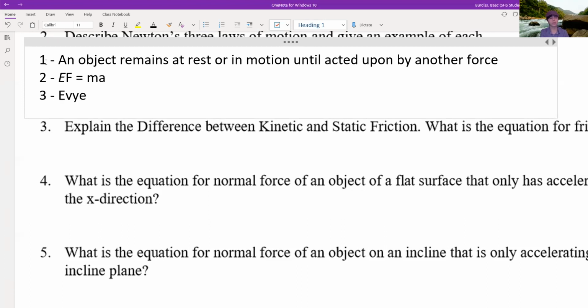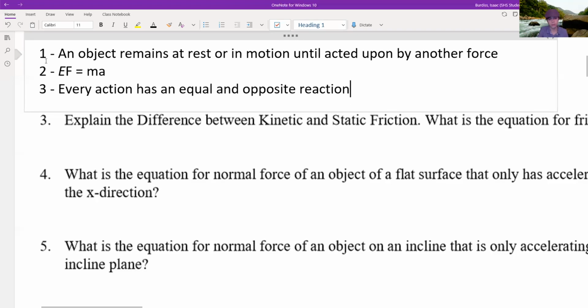And then the third law: every action has an equal and opposite reaction. So if something super heavy and something super light, like a mouse and a water bottle, smash together, which one hits the other with more force? Same. That's what Newton's third law says.